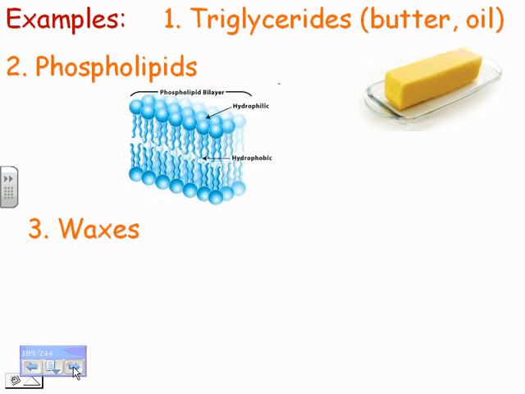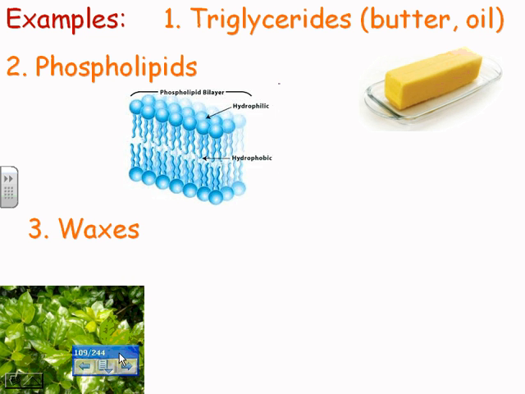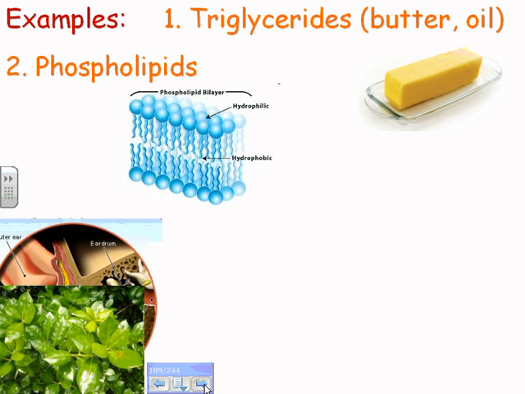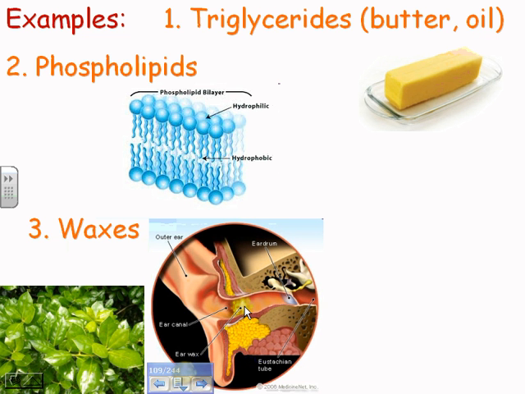And then waxes. You'll see waxes on plants. The really shiny stuff on this plant is wax. The reason they have this is that when it's very dry, you don't want to lose too much water, and so the waxes will tend to stop the loss of water. And then finally, here's a wax in the ear canal, and that's thought to maybe stop insects from going in.